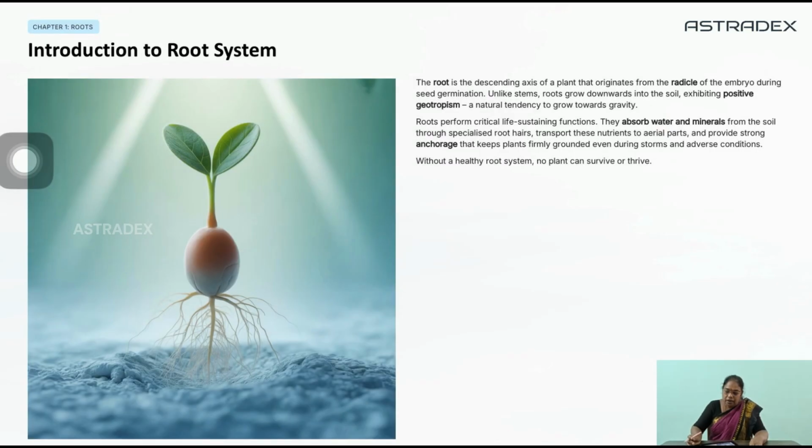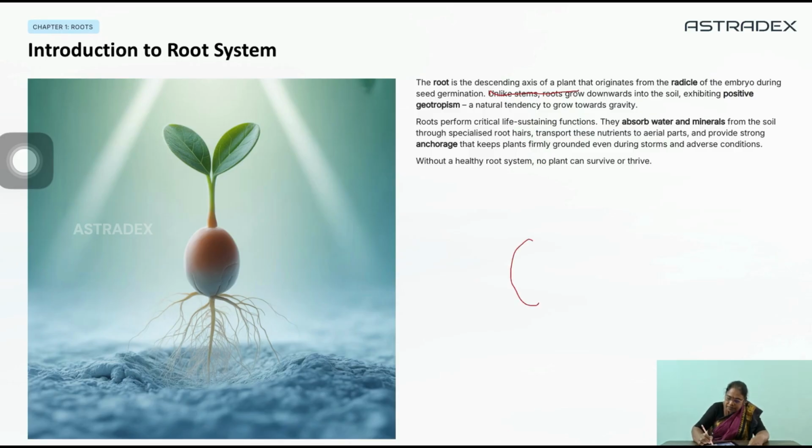Welcome to AstraDex. Today we are going to learn about the root system topic, 11th standard. So root is the descending part of the plant, the descending axis of a plant that grows downward. Root arises from the radicle part of the embryo.